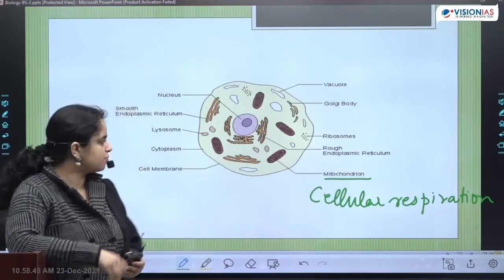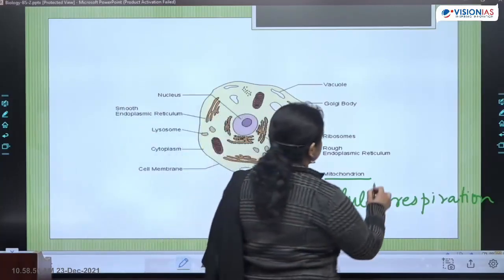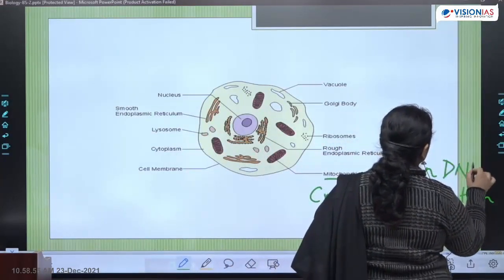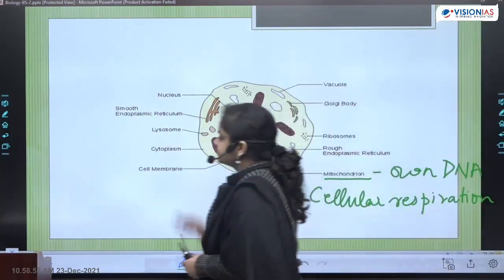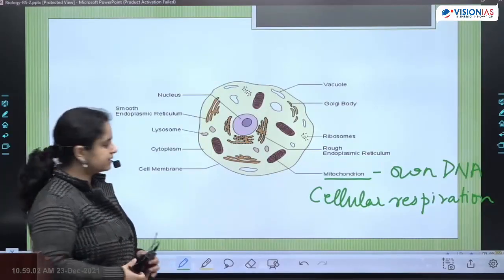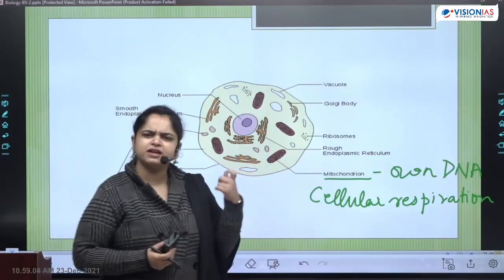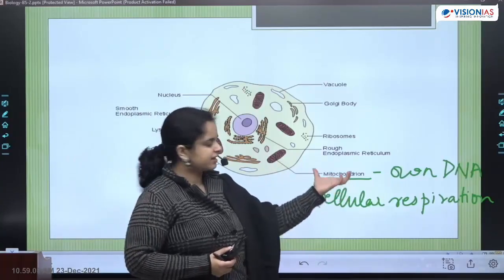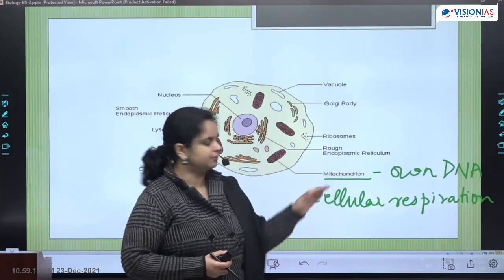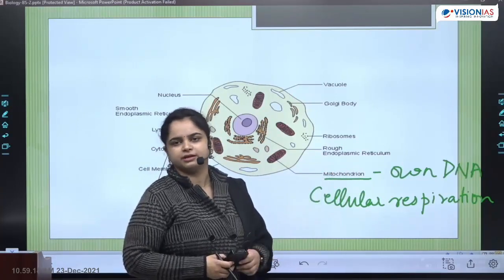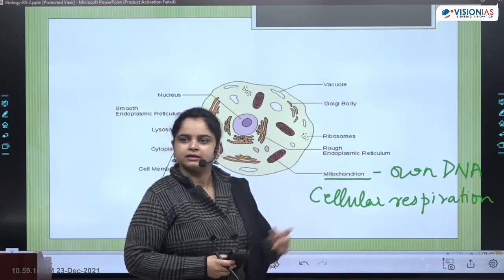One special property of mitochondria is that it has its own DNA. Like you have the main DNA of the cell inside the nucleus, but other than that there is one, though it's a very, very small piece of DNA, but still it is there, and that means this organelle has its own genetic material or its own DNA. Okay, write down.